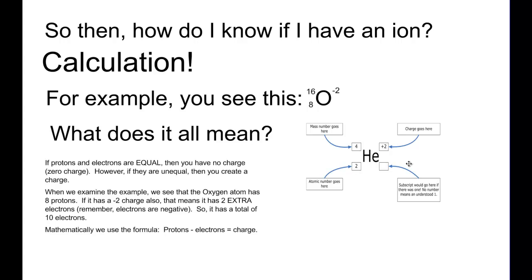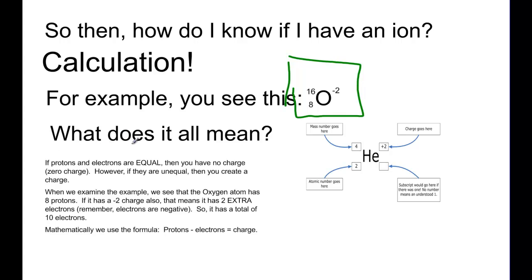So how do you know if you have an ion? Well, calculation. Just like we did earlier in this video with a little bit of example, you need to be able to calculate the charges. For example, we're going to examine this symbol right here. This is one way to denote the mass. You can see the key here: the mass of an element, the atomic number, which is also equivalent to the number of protons, the charge, and if there's a subscript, which we don't have for these right now.